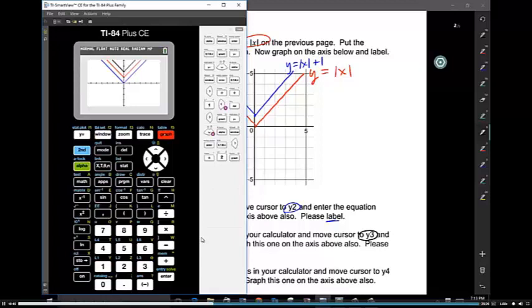You see that the vertex is now at 2. I know it looks like the graph is getting smaller, but it's not. It's just that it's going off the top. It's the exact same shape. Notice it just has its vertex up at 2.